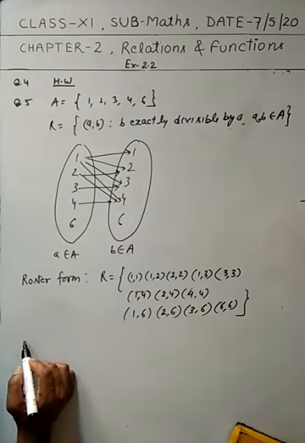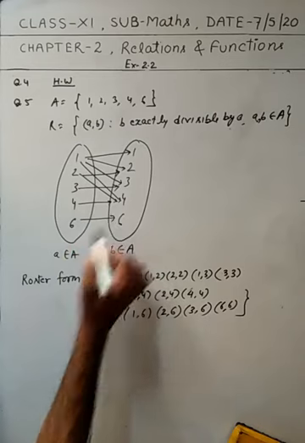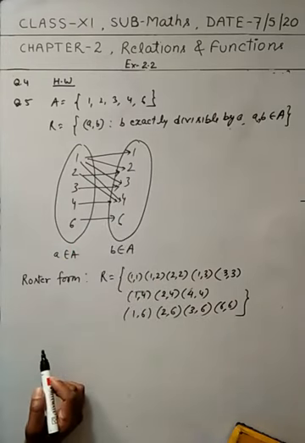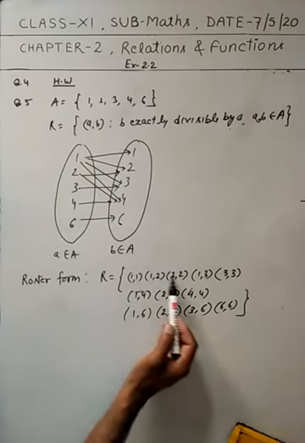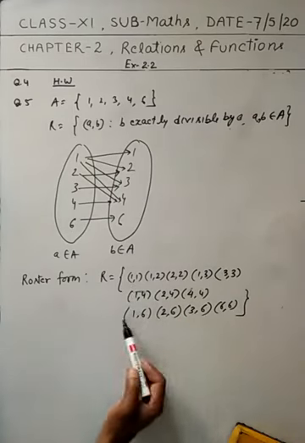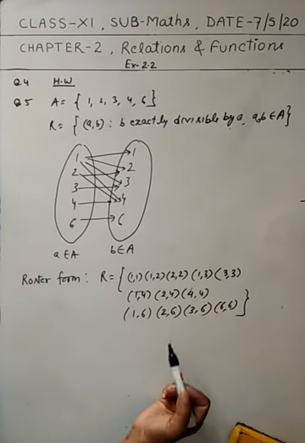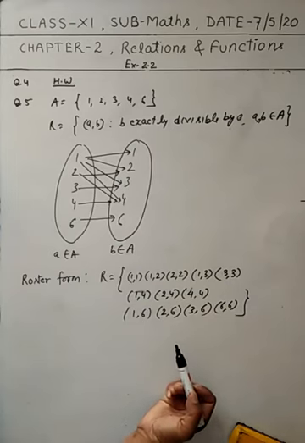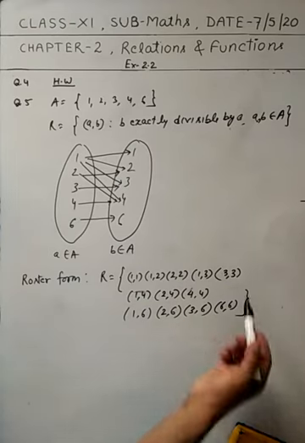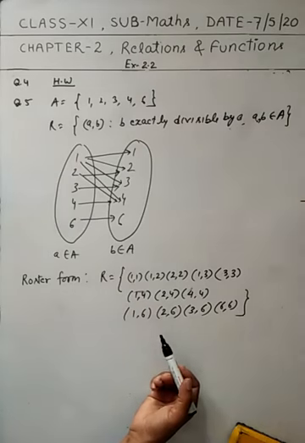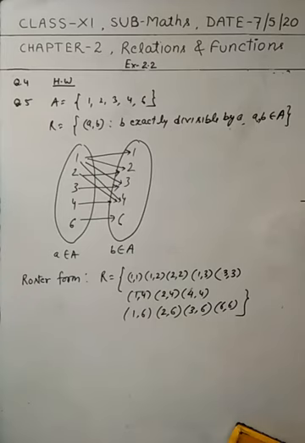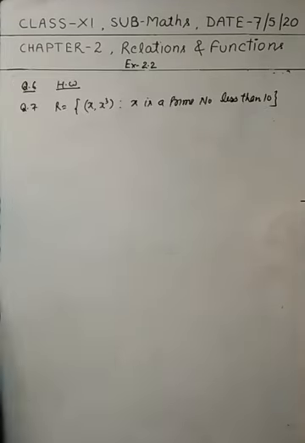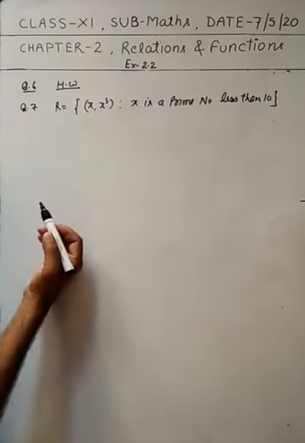Now about domain and range. Domain is 1, 2, 3, 4, 6, the first elements of the relation, and range is the second elements of the relation. So here you can find easily which one is the domain and range. Now question number 6 is homework for you.